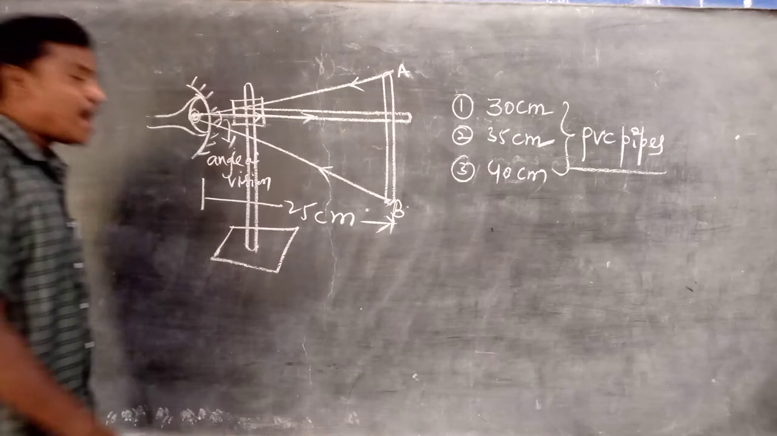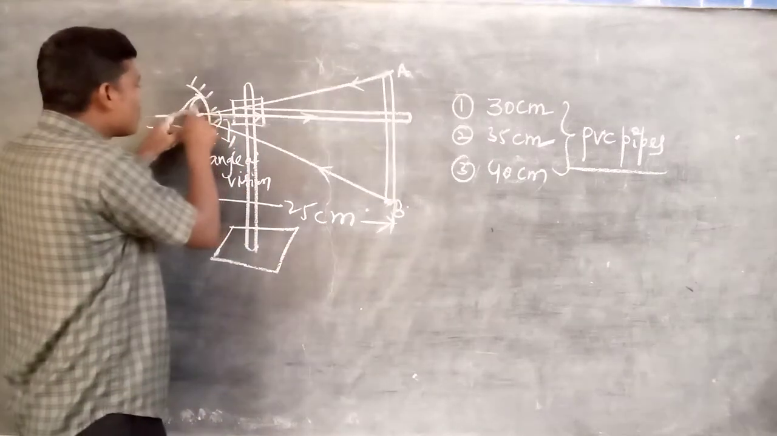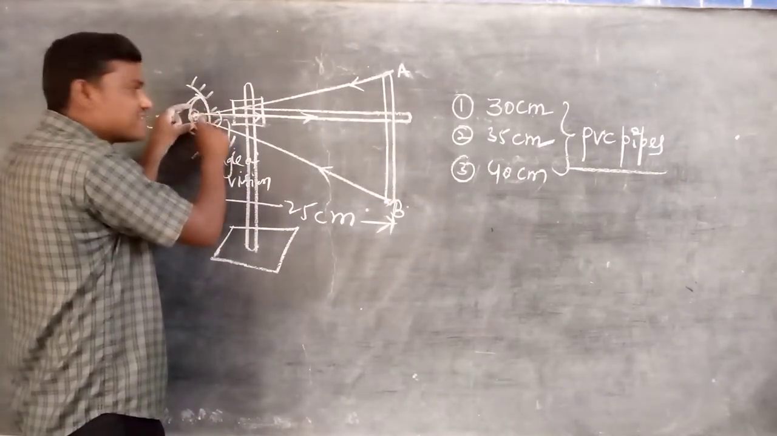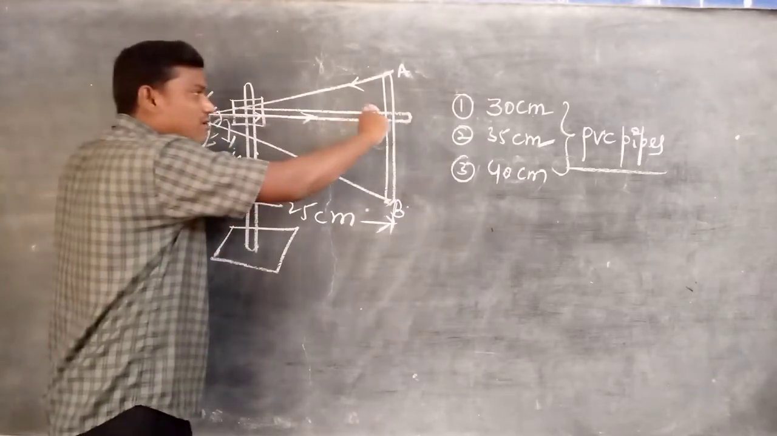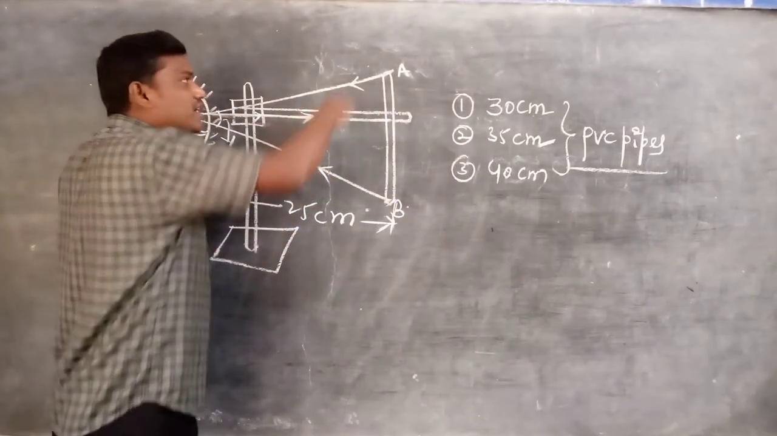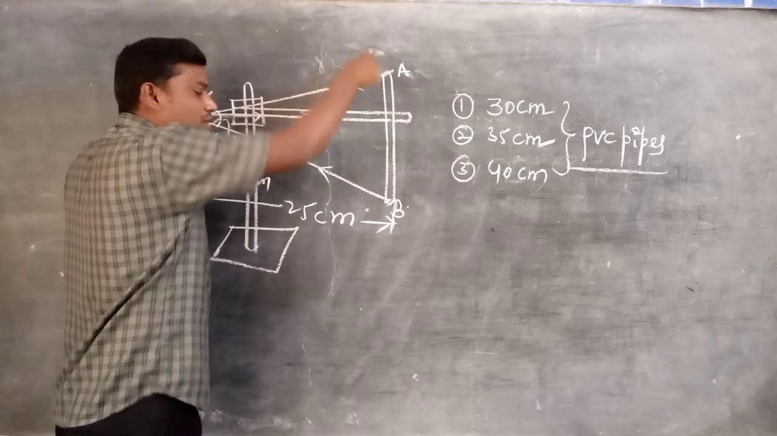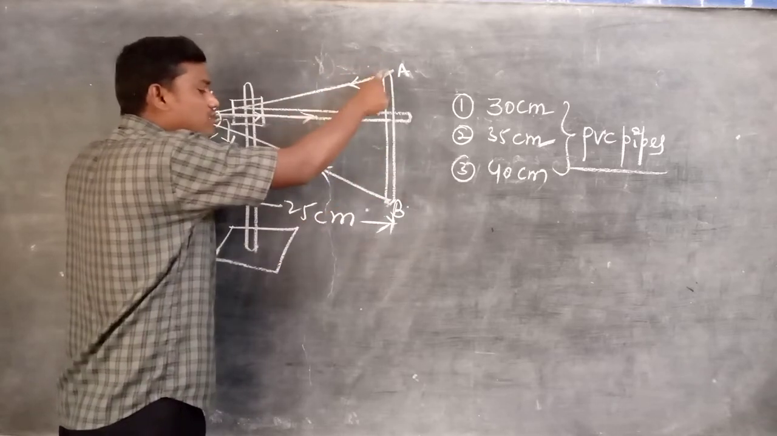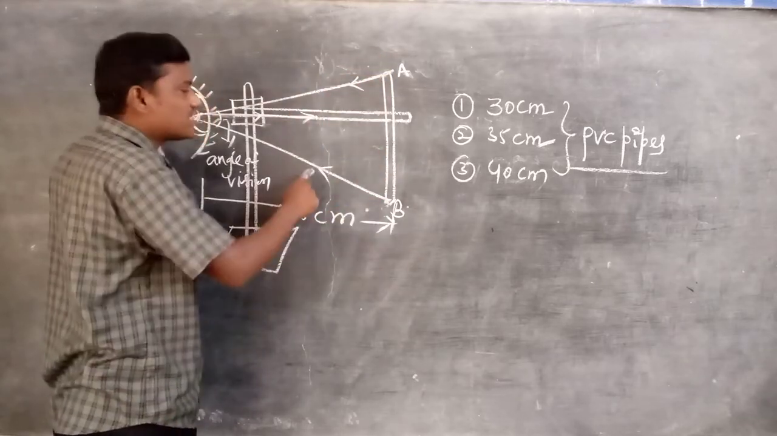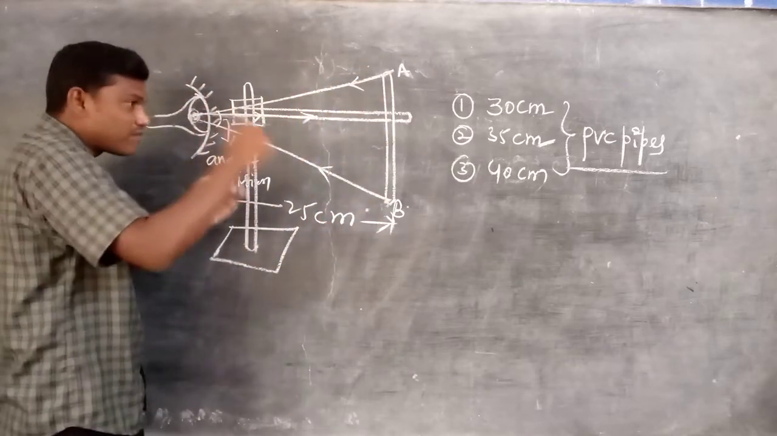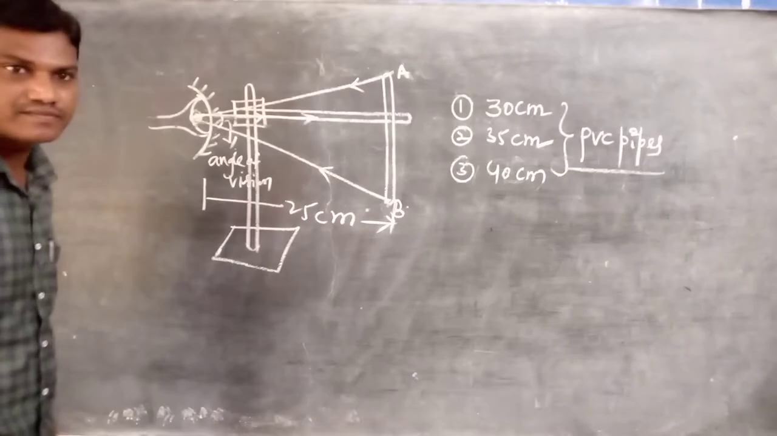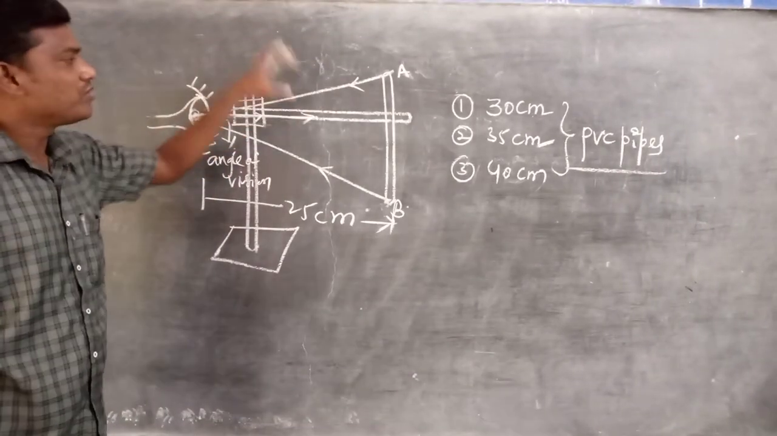25 centimeter. At that time, without changing our eye position either upward or downward, we keep our eye constant and try to see the extreme points. They are A and B. A is called the top, B is called the bottom. That's why we try to see the top and bottom at the same time without changing our eye. At that time, are you able to see or not?